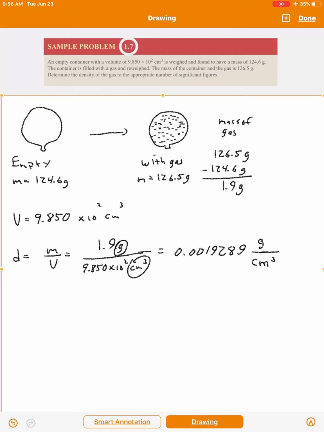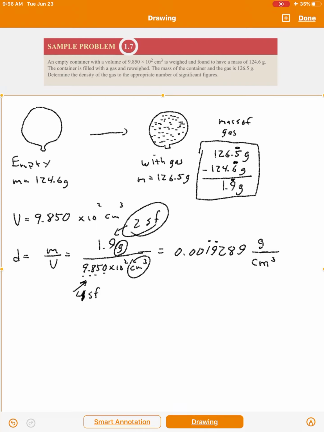Now let's round it. This is actually a complex problem, right? You've got subtraction here. Notice this one goes out to the tenths column. This one goes out to the tenths column. So our answer should be known to the tenths column. So this one has 2 sig figs. The bottom one has 4 sig figs. 9.850. The 0 is significant because there's a decimal point, so that's 4. So our answer can only have 2. Remember, multiplication and division can only have the number of sig figs as the measurement that has the fewest, so that would be 2. The number that comes after the 9 is less than 5, so we just truncate it.